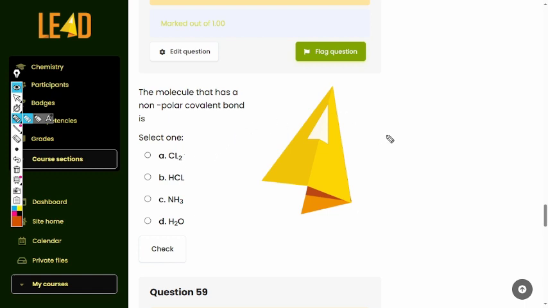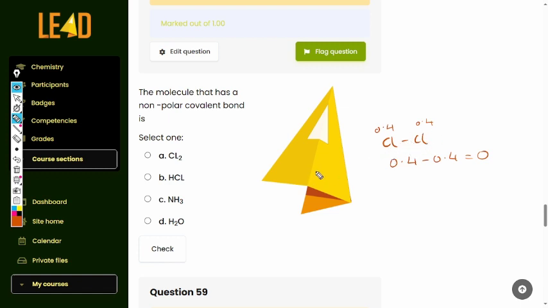So chlorine, for instance, is formed from 2 chlorine atoms. If for instance the electronegative value of chlorine is 0.4, the other one is also 0.4. By the time you get the difference, 0.4 minus 0.4, you're going to get 0. So this is a non-polar covalent bond because they are sharing the electrons equally. So there's a 0 there.